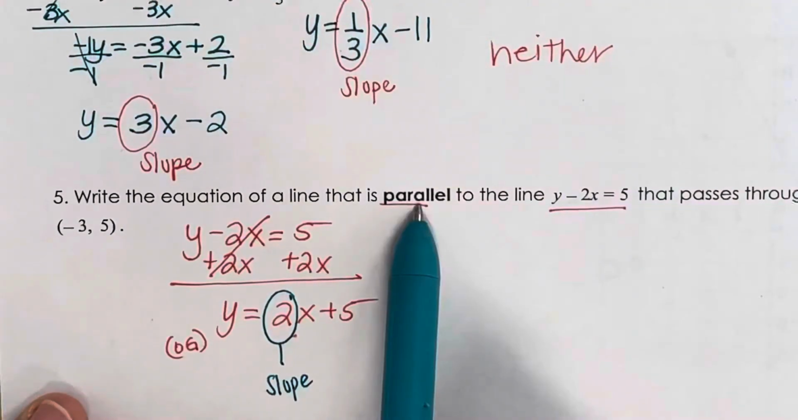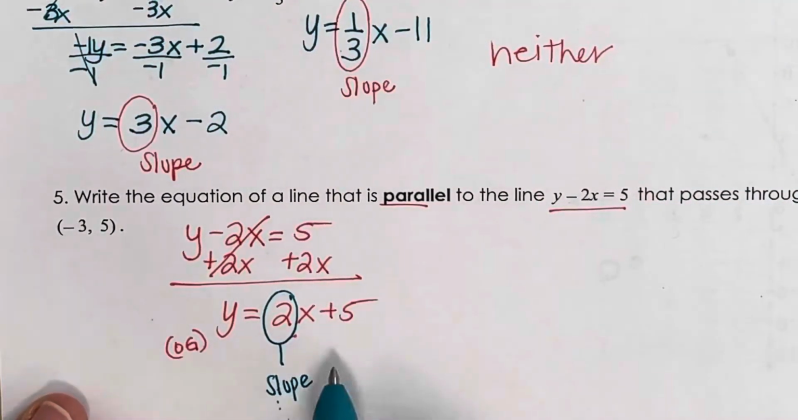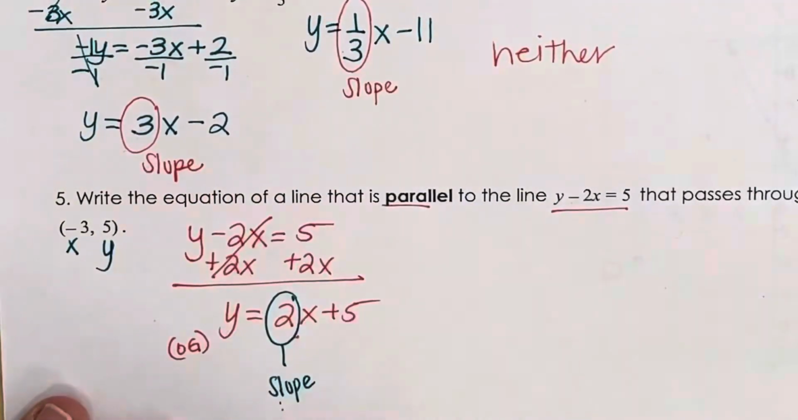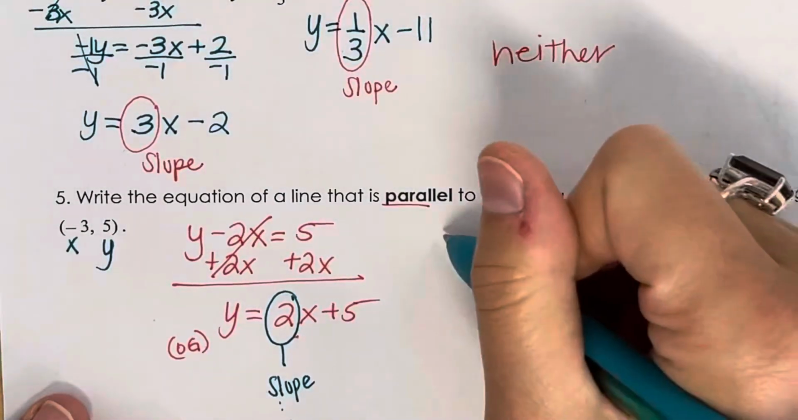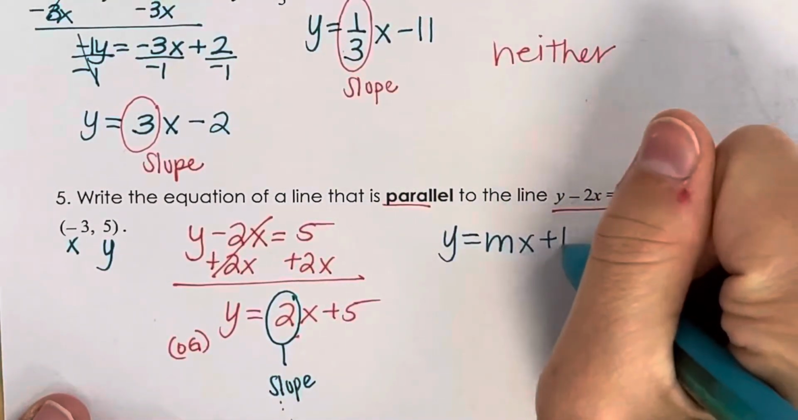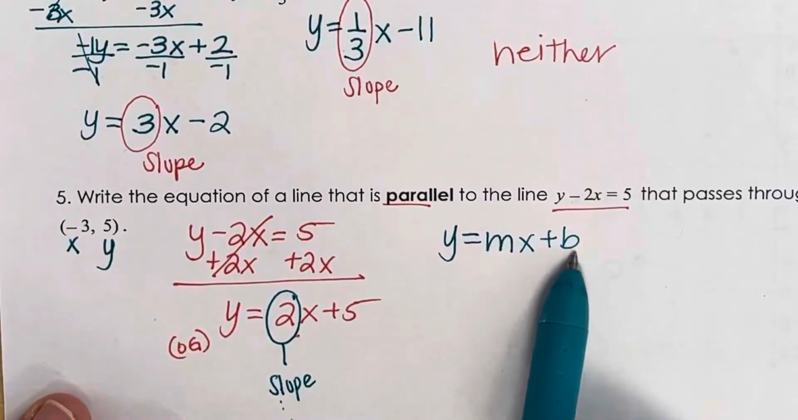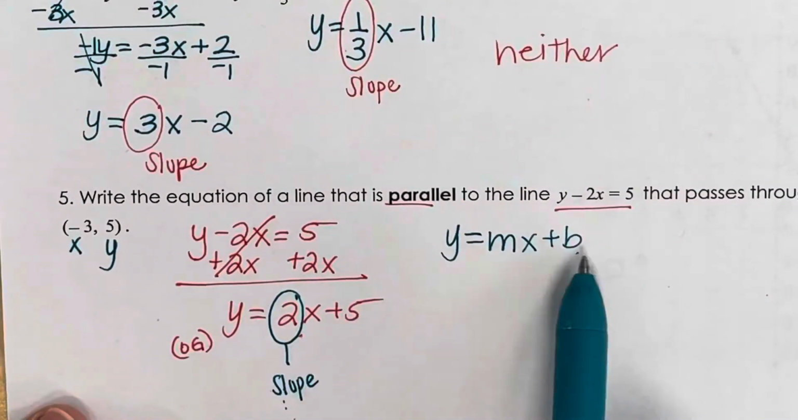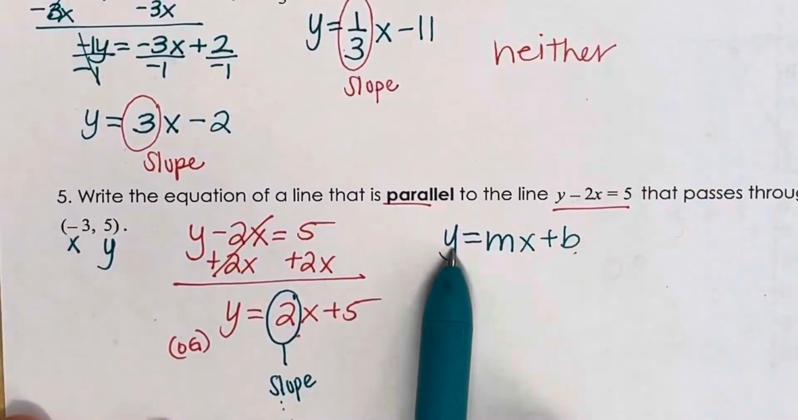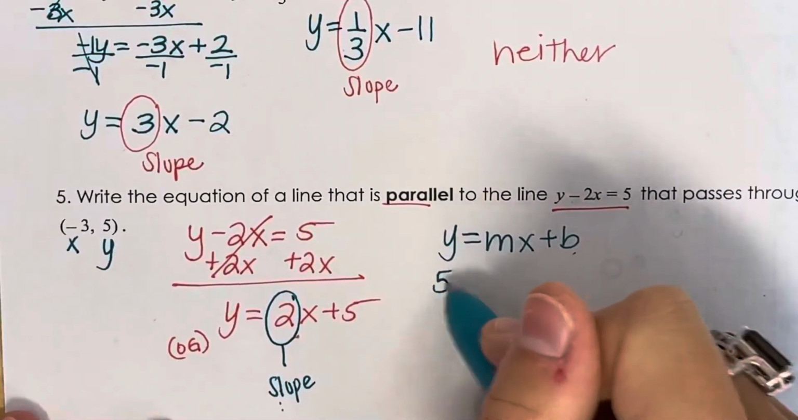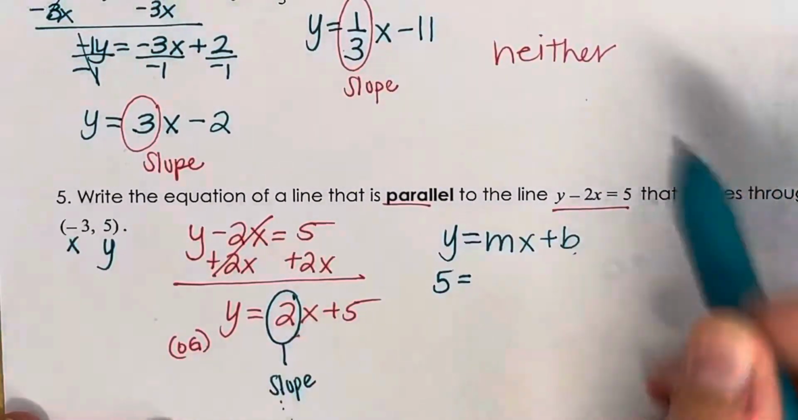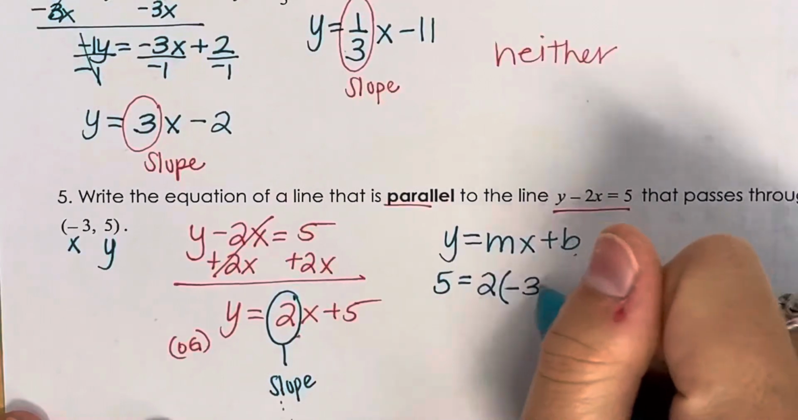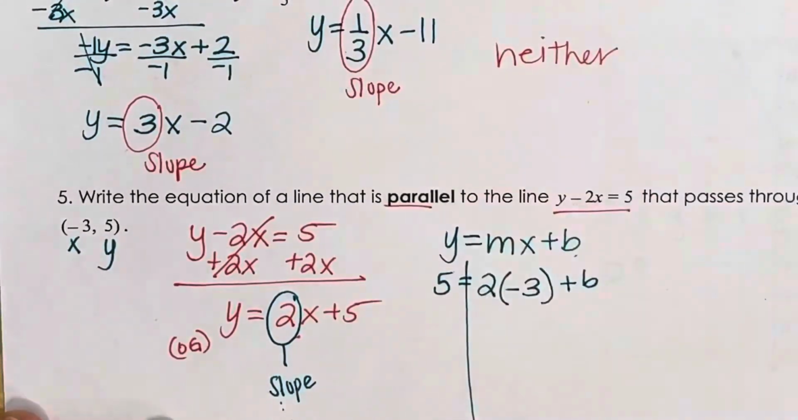In order to be parallel, my slope should be exactly the same. So I'm going to keep my slope as 2, and then I'm going to use these 2 points as my x and y values. And I'm going to plug them into the equation y equals mx plus b. I'm going to solve for b because I want to find a new y-intercept so that my graph can be the same slope but start at a different point. So for y, I'm going to plug in 5. For slope, my m, I'm going to plug in 2 because it's parallel. For x, I'm going to plug in -3. And then I'm going to put plus b, and I'm solving for b.